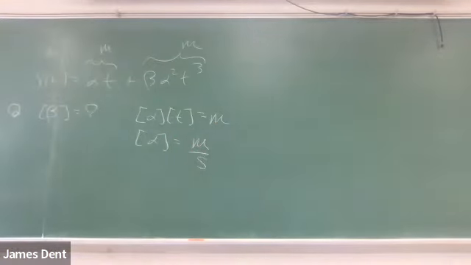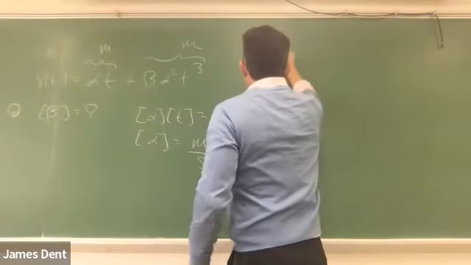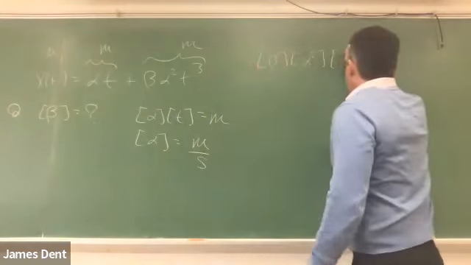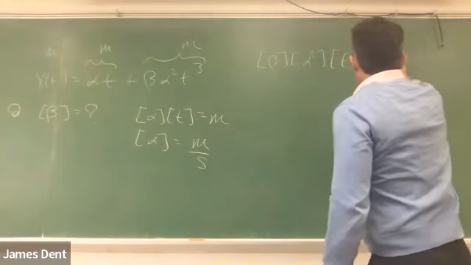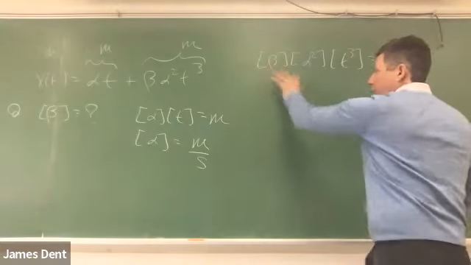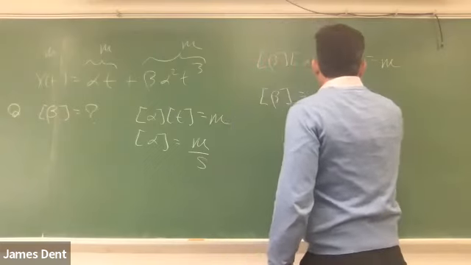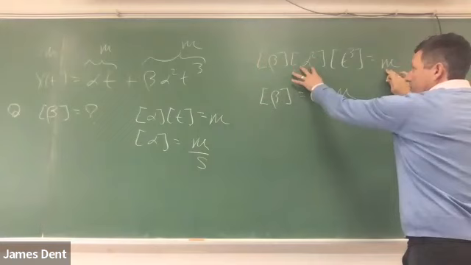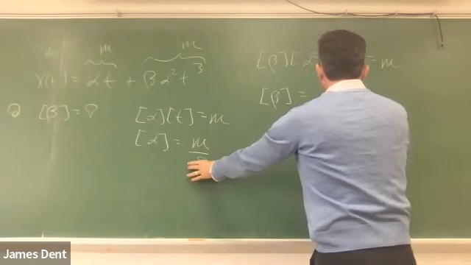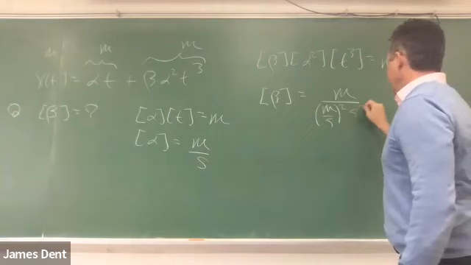Good. Now we can take that and put it into the second. So the units of beta times the units of alpha squared times the units of t cubed must also be meters. The only thing we don't know here is beta, so we can solve for it. Therefore the units of beta are meters, that's this, and we divide by the units of alpha squared. So we have to square this thing. We get meters per second, the whole quantity is squared. And then this is time cubed, so we have seconds cubed.